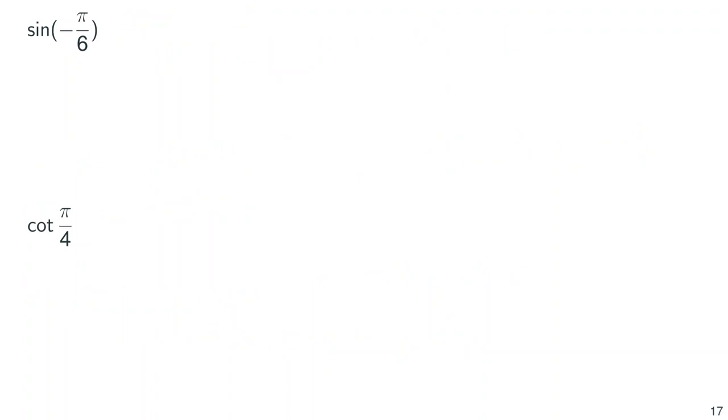Sine of negative pi over 6. Here we have two ways of doing this. We could add 2 pi until we get a coterminal angle.